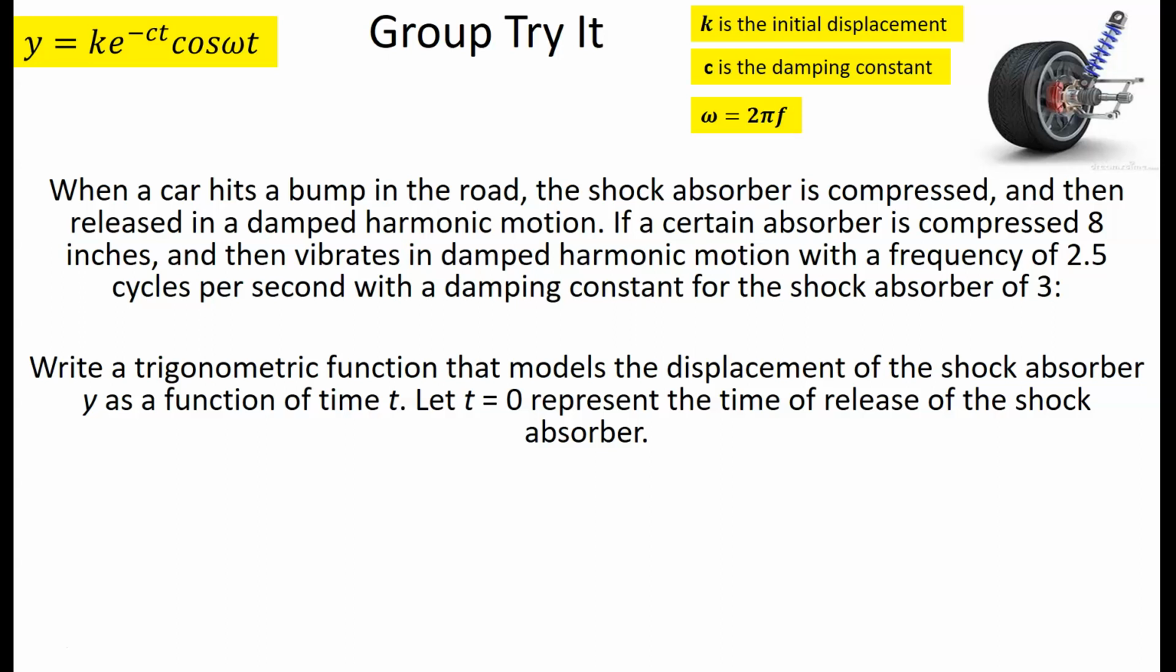Okay, it bounces a little bit, but then quickly goes back to the way it was before you hit the pothole. If a certain shock absorber is compressed 8 inches, that will be your initial displacement, by the way, and then vibrates with a damped harmonic motion that has a frequency of 2.5 cycles per second, and a damping constant for that particular shock absorber has a value of 3. Write a trigonometric function that models the displacement of the shock absorber, and we're going to let time equals 0 be the moment that it got hit initially. So once you pause it, try to write that equation.